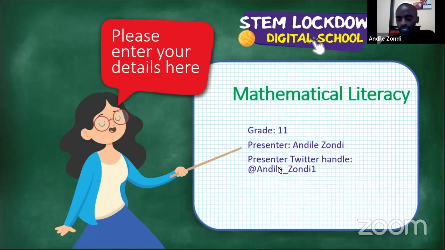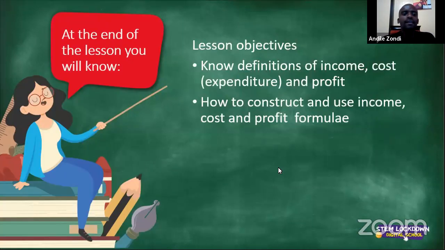Today's lesson is about the following. At the end of the lesson, you must know how to define income, define cost, which is another word for expenditure, and also define profit. In addition to that, you must also know how to construct and use formulae for income, cost, and profit.